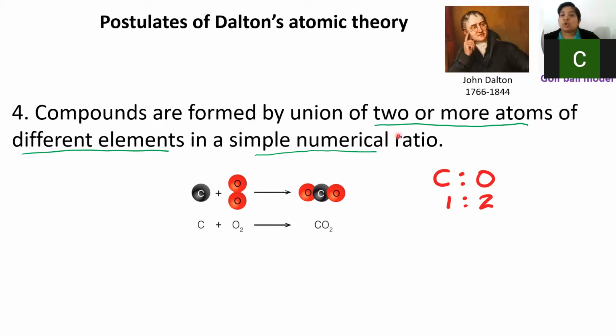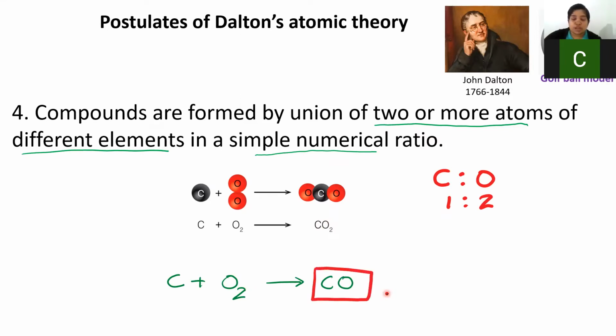And we have 2 or more atoms. How many atoms do we have? We have 1 carbon and 2 oxygen. So we have overall 3 atoms. And we have combined them in a simple numerical ratio. So this is what his fourth postulate means. We'll take another example. Now this time we are making carbon monoxide. If we take carbon monoxide, you can see the ratio of carbon to oxygen is 1:1.